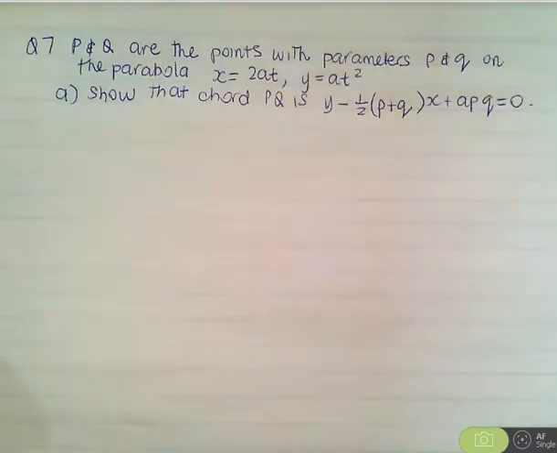Question 7 from worksheet 9E. P and Q are points with parameters p and q on the parabola x equals 2at, y equals at squared. You have to find the equation of chord PQ. Now, we've already done that before in question 3, which was parts A and B.